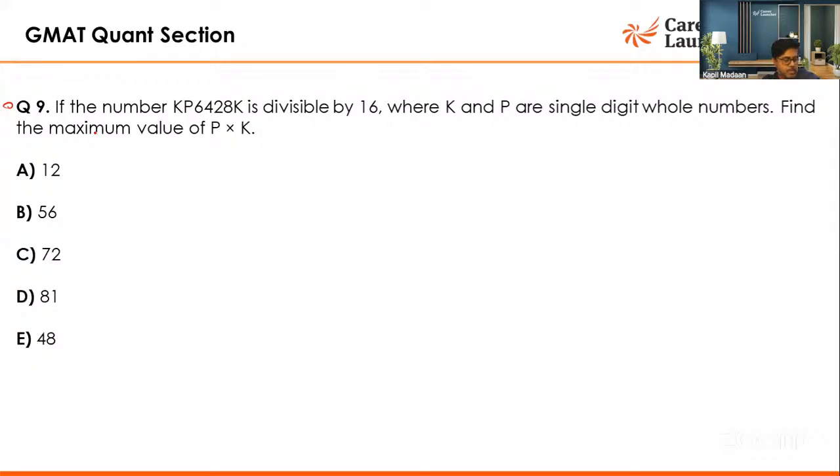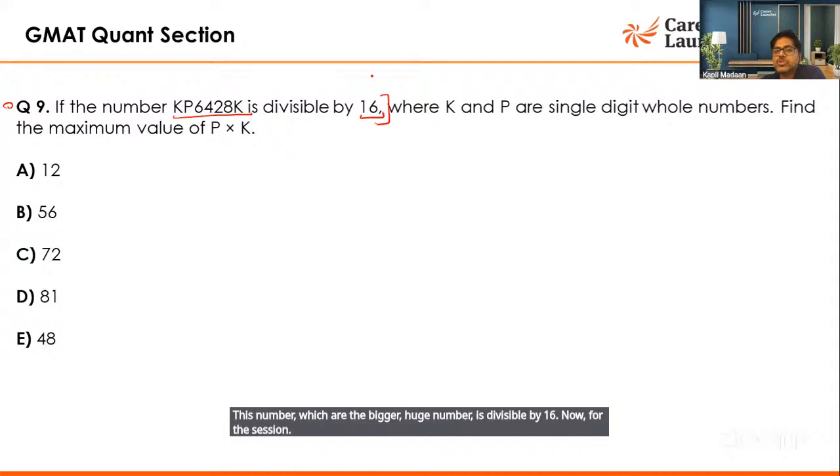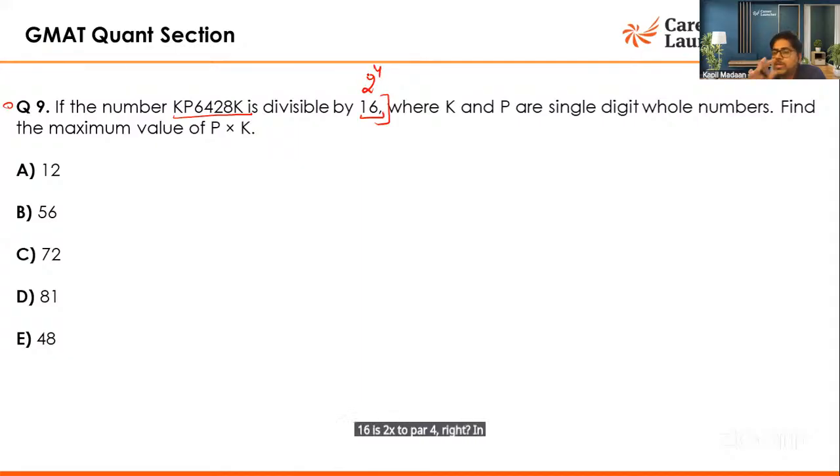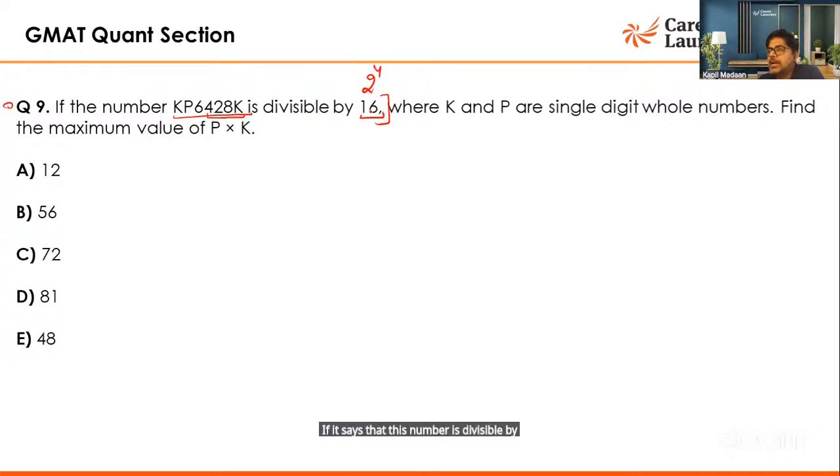Now, what is the question all about? It says that this number, which is a huge number, is divisible by 16. Now, 16 is 2 raised to power 4, right? In the main sessions, we'll discuss a lot about how to find out divisibility. For 16, which is 2 raised to power 4, the last 4 digits should be divisible. If it says this number is divisible by 16, it only means, remember this, the last 4 digits should be divisible by 16.